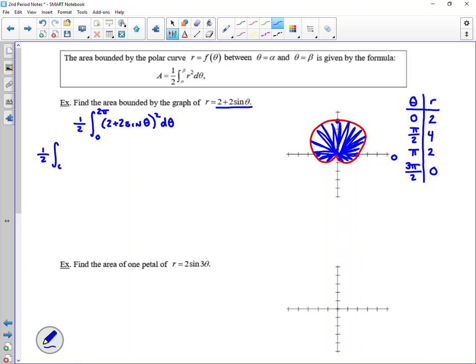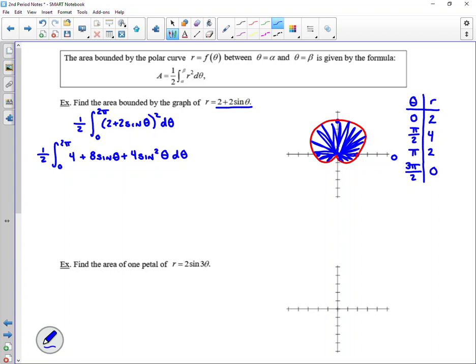We'll have to expand this. So 2 squared is 4. Plus 2 times 2 sine theta times 2, okay, hold on. Plus (2 sine theta) quantity squared, 4 sine squared theta, d theta. Okay.